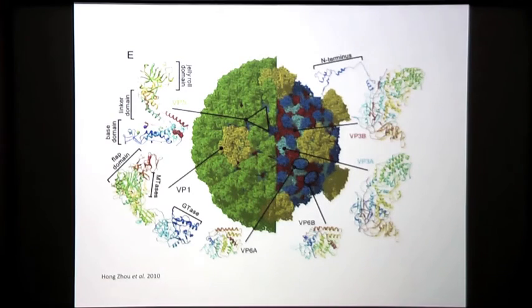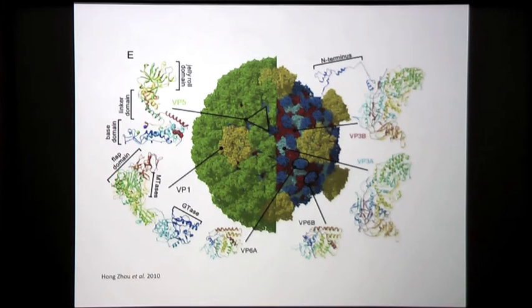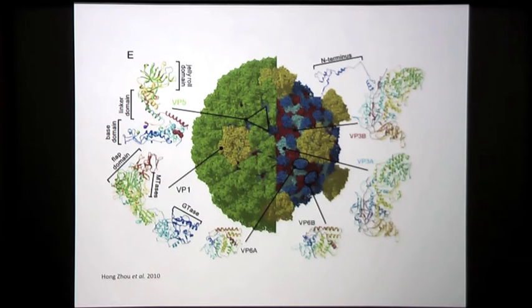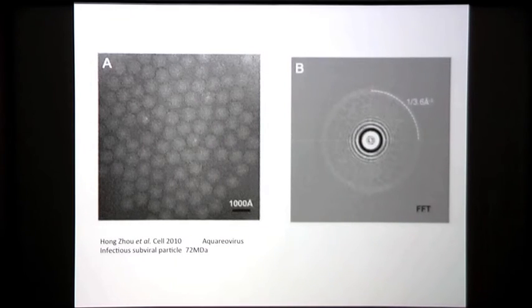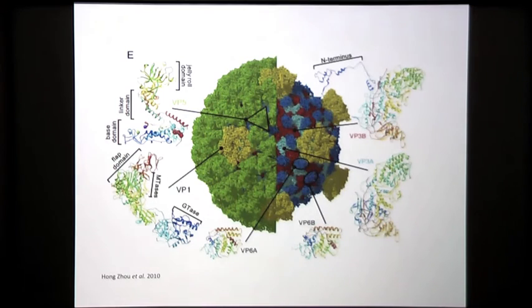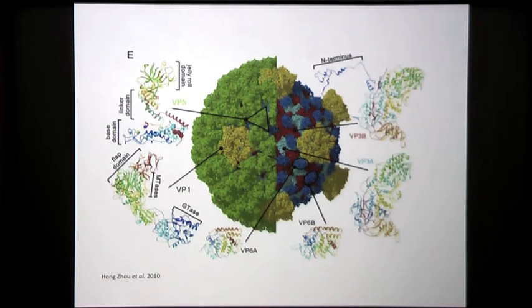And this they did. So it's a multi-shell virus structure. I don't want to go through the details. We're not talking biology today. We're talking kind of landmarks in image processing. This here is a 72 megadalton virus. So they've actually solved by single particle methods a multi-shelled single particle structure of 72 megadaltons.